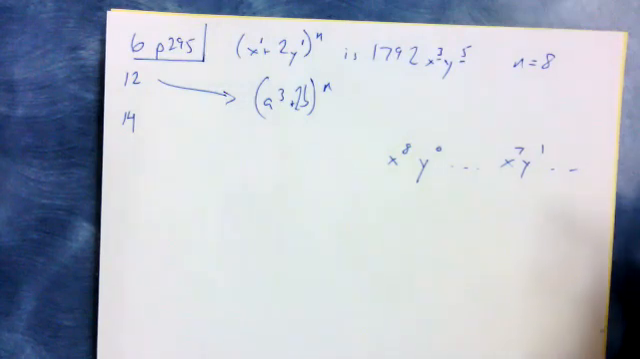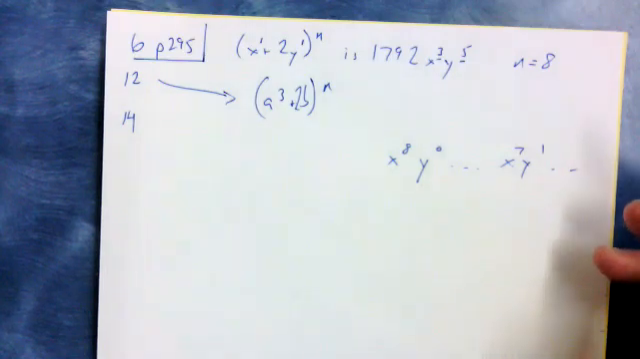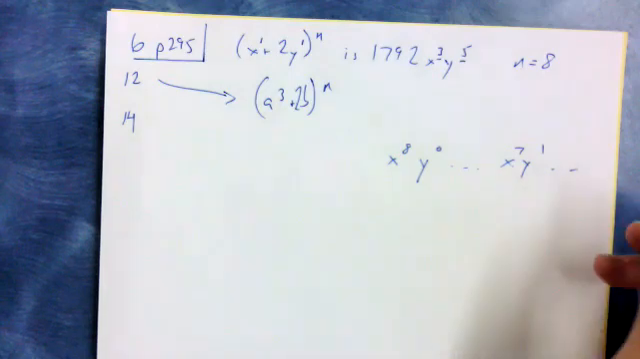Anybody else? Questions, or did you just want to study? 12 has the thing where you have a to the 3. Yeah, exactly.